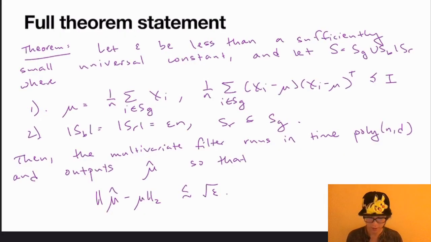Let me just flash a formal-ish statement of what we proved, but hopefully it's pretty clear that if we have an epsilon corrupted set of points for epsilon sufficiently small, where the good points have bounded covariance, then we can output an estimate of the mean of the good points to error up to constants root epsilon. Okay, and moreover this runs in polynomial time.